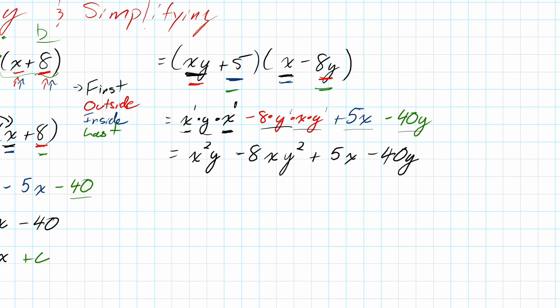And then finally, our next step is to check for like terms. This has an x squared and a y. This is an x and a y squared. Those are actually not like terms. I can't do anything with them.